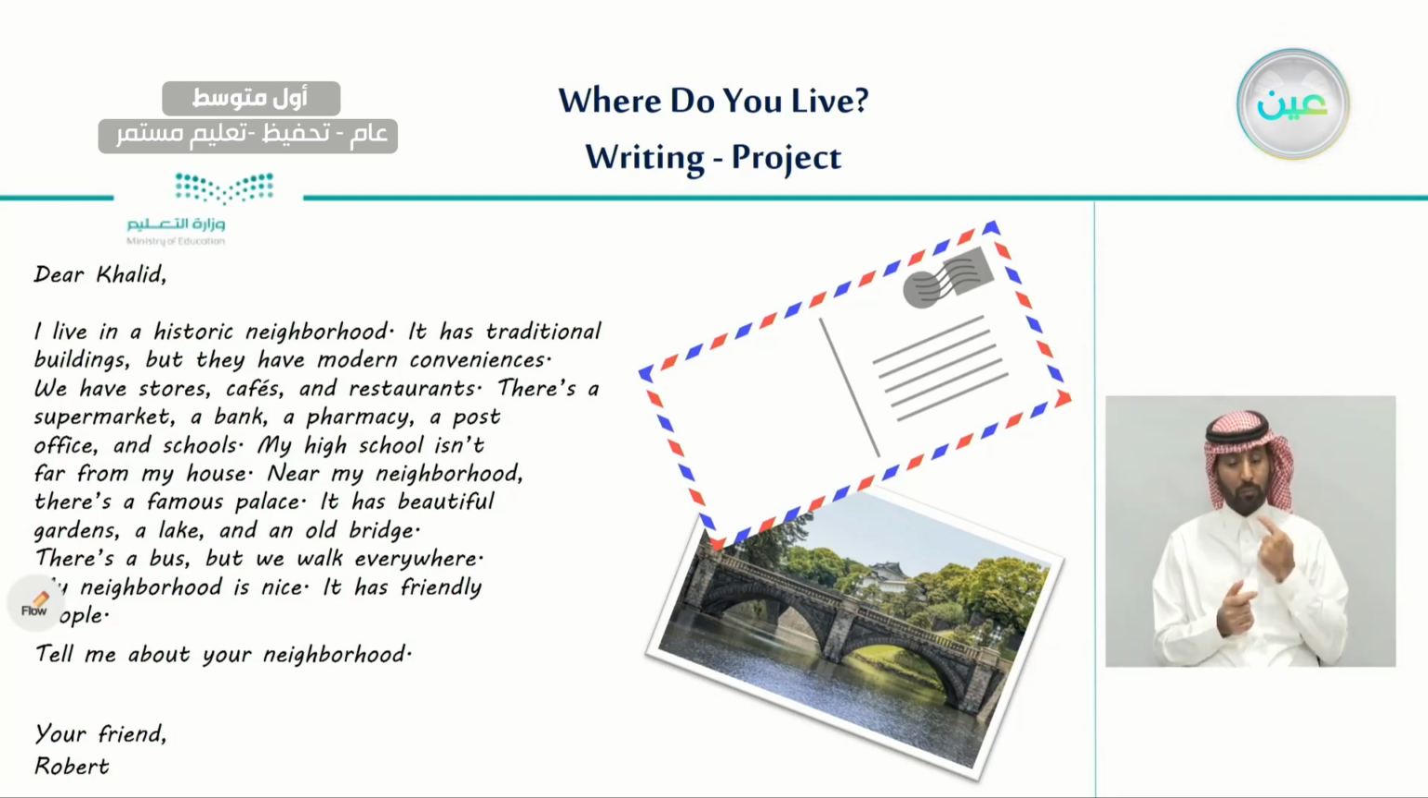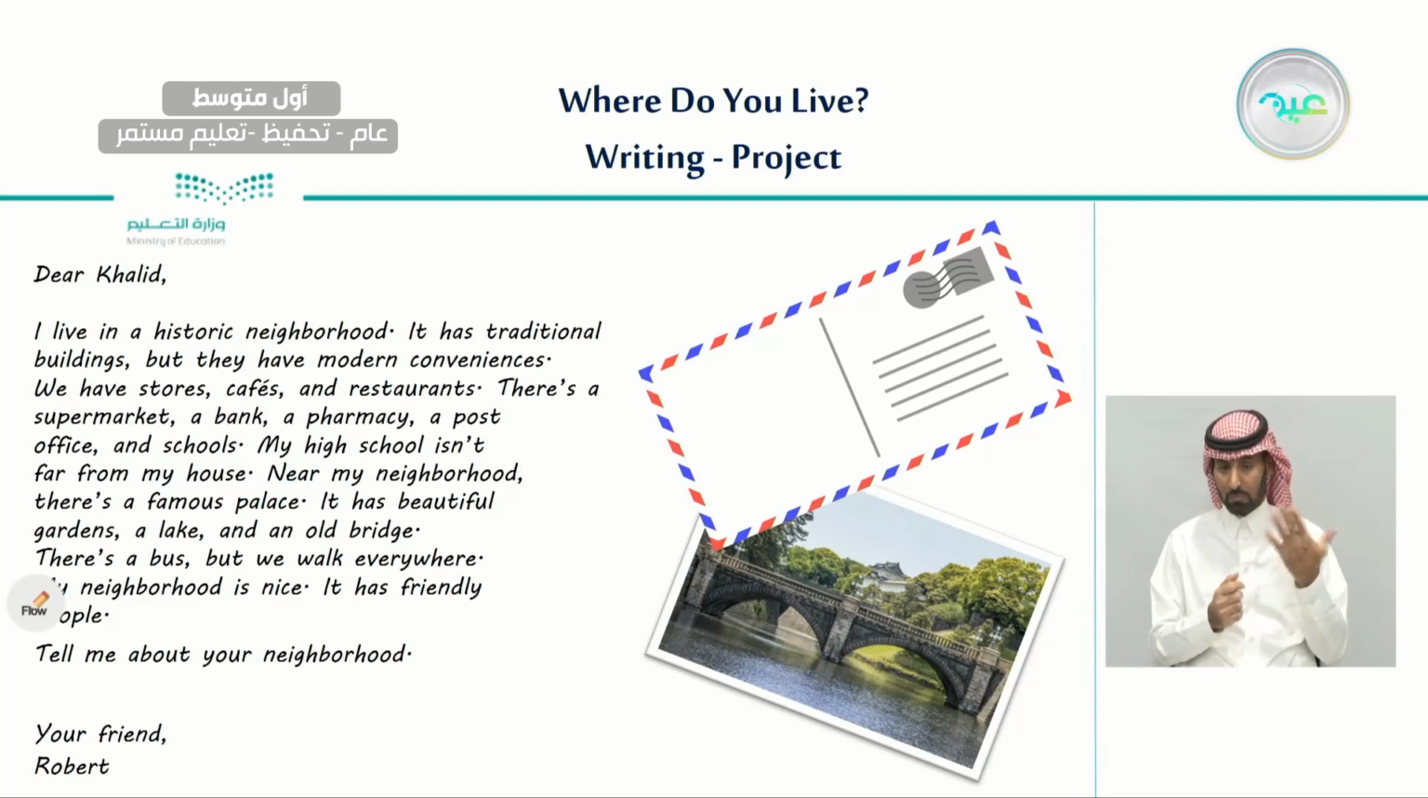So, this letter is sent by our pen pal, and his name is Robert. Usually, when someone's sending an email or a letter, he would write his name at the end of it. So let's try to explain the information mentioned in this letter. He said, I live in a historic neighborhood. Historic means a very old neighborhood, and he says it has traditional buildings, buildings that are old, but even if these buildings are old, they have modern conveniences, modern stores.